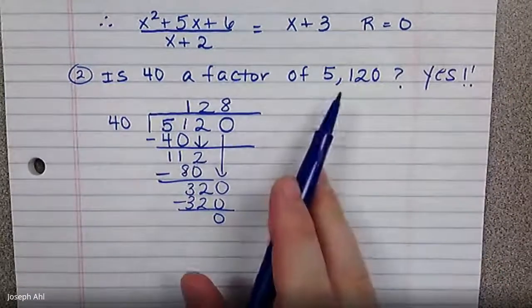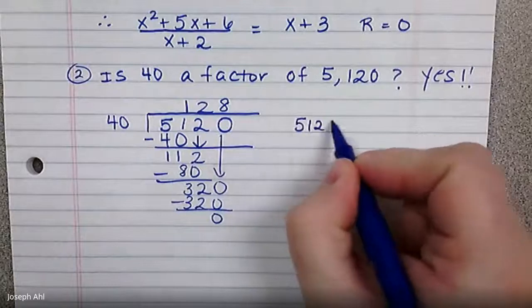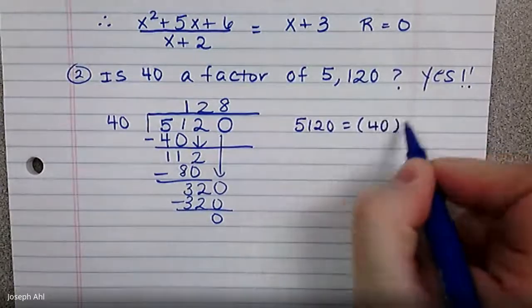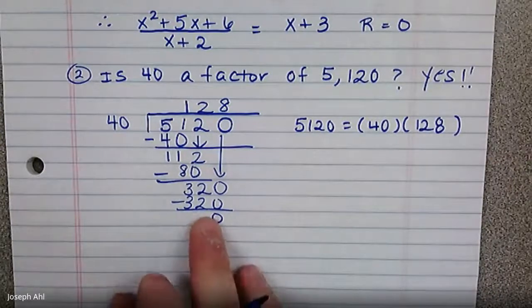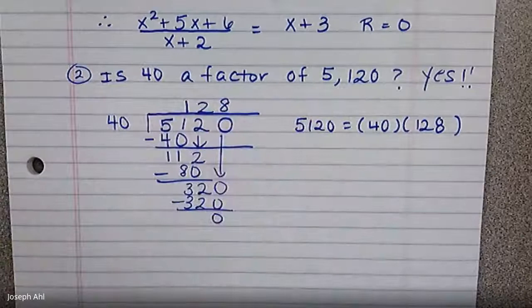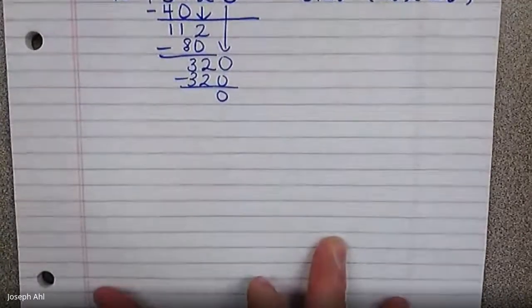You can actually express 5,120 by saying that it is 40 times 128. So when there's no remainder left over, we know that this is a factor. It does divide in evenly to that value.